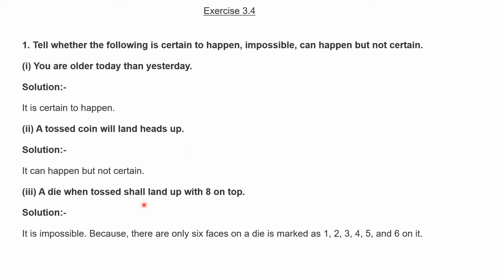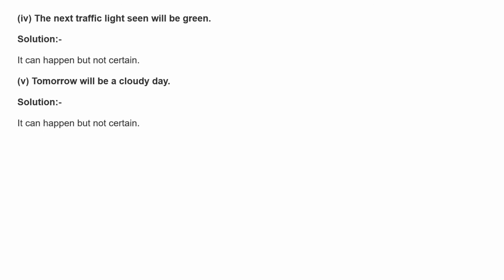A die when tossed shall land up with 8 on top. When a die is tossed, will it get 8 on top? No, it is not possible. It is impossible because there are only 6 faces on a die, marked as 1, 2, 3, 4, 5, 6, right? So next one: the next traffic light seen will be green. How many colors are there in a traffic light? That is yellow, green and red. That's why green you may get or may not. That's why it can happen but not certain.